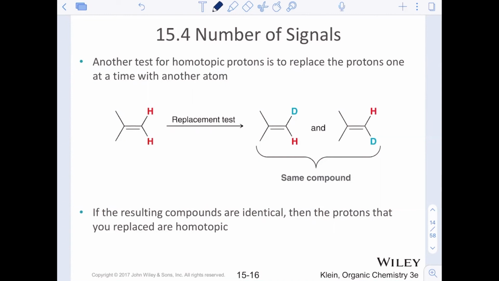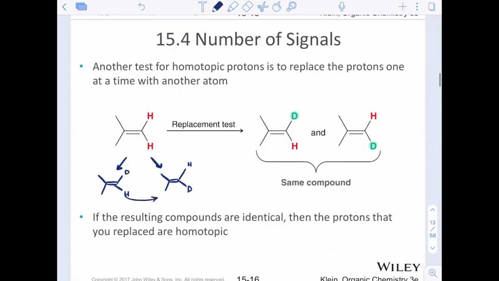So how do you do the replacement test? If you replace one hydrogen with a deuterium, and then you are able to flip and superimpose on a second compound with the other hydrogen being a deuterium, and you can superimpose them, then they are homotopic, all right? So again, take the compound, split it up into two, deuterium on one side and deuterium on the other side, and then see, can these be superimposed, right? Are they superimposable or are they non-superimposable? That is the question.